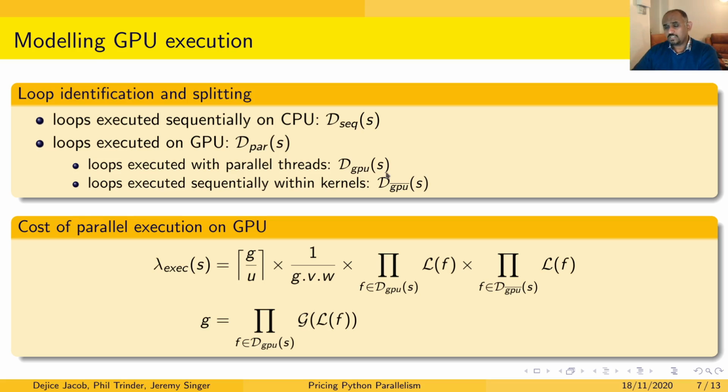The set D_GPU contains all the loops that can be mapped onto a hardware thread in the GPU, and D_GPU complement is the set of all loops that can't be mapped onto a hardware thread, and hence the loops in D_GPU complement are executed sequentially within each parallel kernel. Now, how do we model this? First, let's look at this second term here.